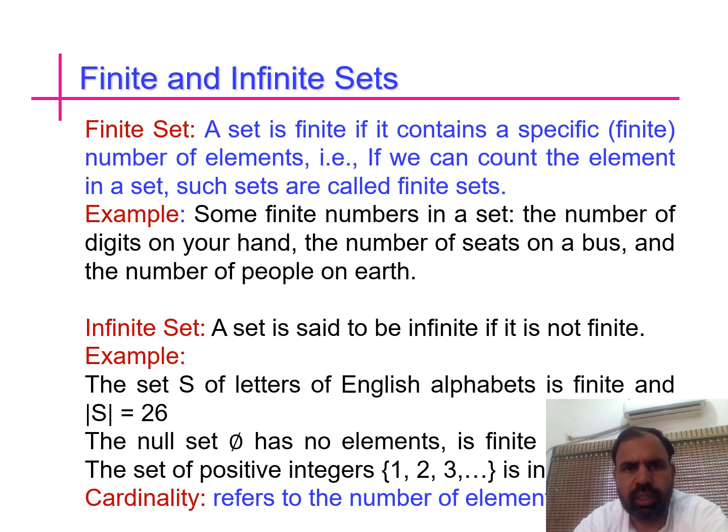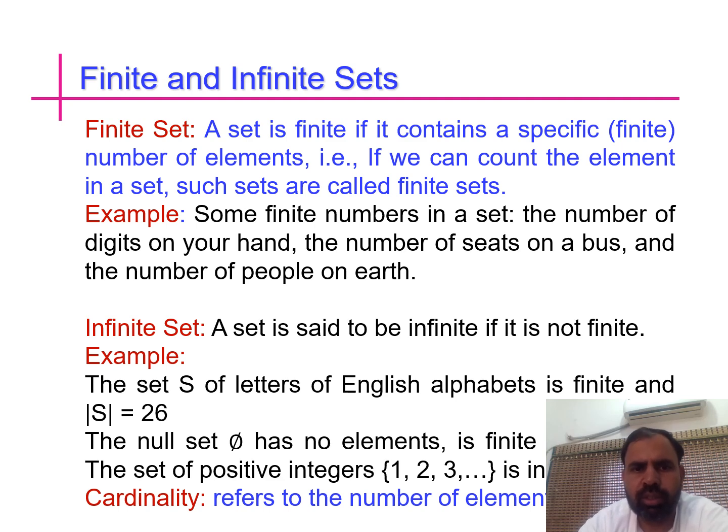Finite and infinite sets. A set is finite if it contains a specific finite number of elements. That is, if we can count the elements in a set, such sets are called finite sets. For example, the number of digits on your hand, the number of seats on a bus, and the number of people on earth. These are finite. Infinite set: a set is said to be infinite if it is not finite.